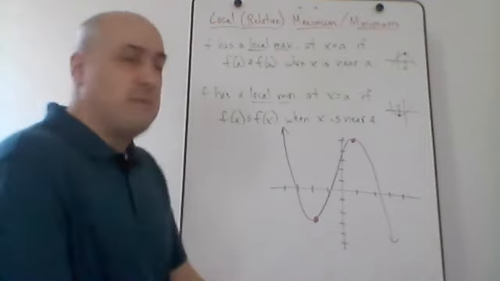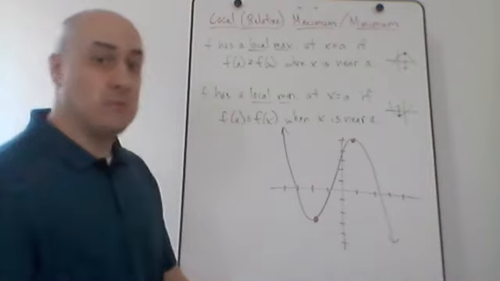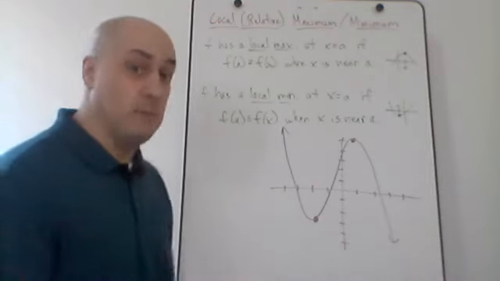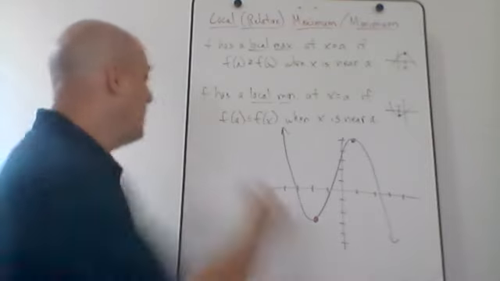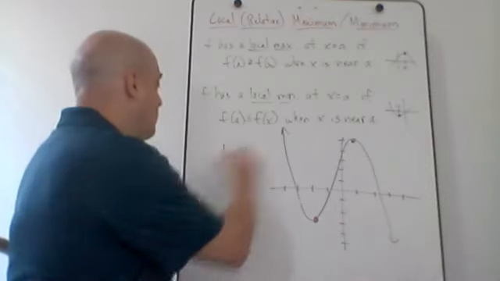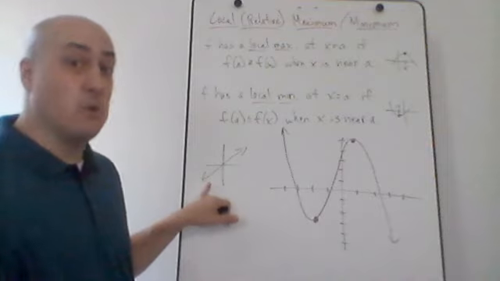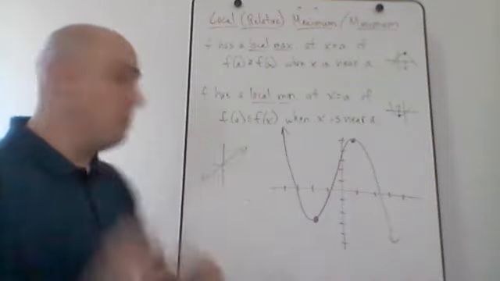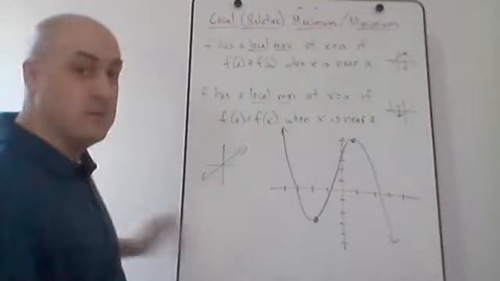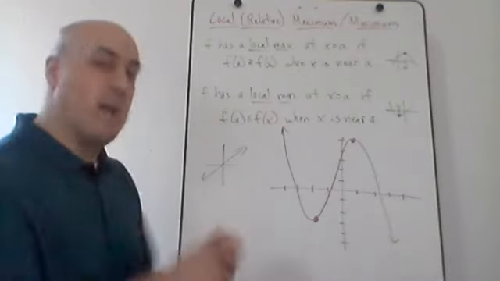All right, and graphs can have multiple local maximums and multiple local minimum points. Right, they don't have to have just one. Some graphs don't have either one. Like if you take a graph of just a linear function like this, right, that graph does not have any local maximum or local minimum points. It never reaches a high point, it never reaches a low point. One end goes up forever, the other end goes down forever.